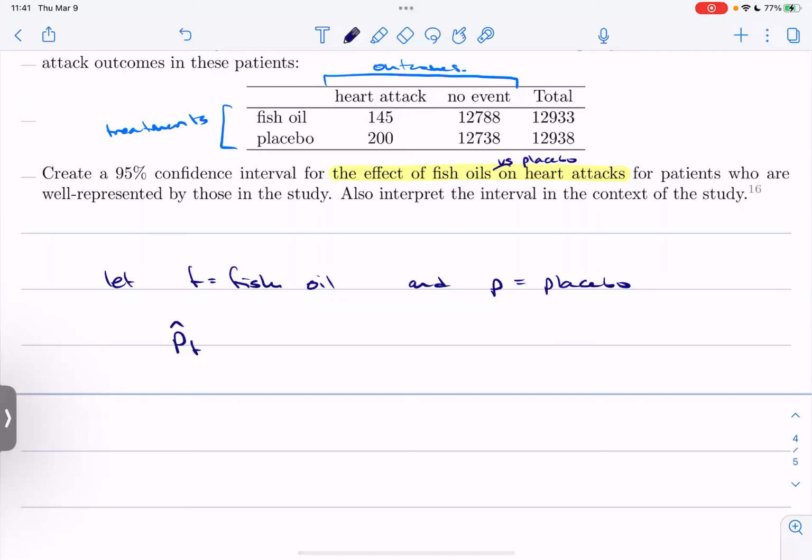So what I can do is find p hat F, because I want to talk about those who had heart attacks. So 145 of the fish oil group had a heart attack over the total, which is 12,933. You want to be careful that you don't use the no event. Sometimes you're not given the totals, so then you'd have to find the totals. But the most common thing I see is just dividing by the wrong total. This isn't the total, that's the total.